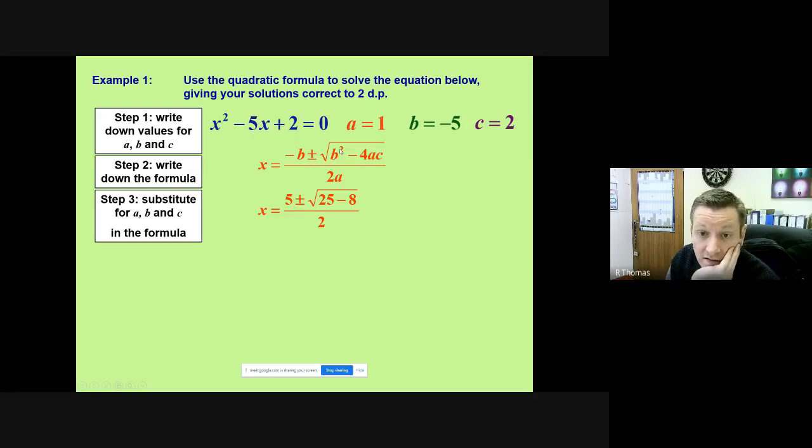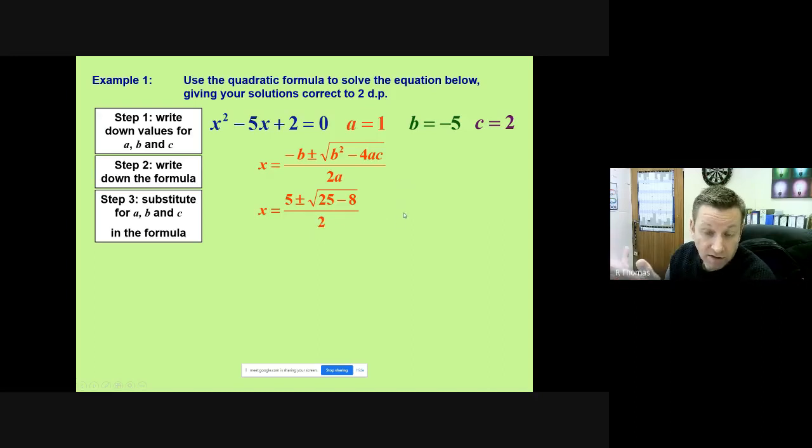Minus 5 squared is 25. Don't forget a minus times a minus is a plus. Right, 4 times A, 4 times 1 is 4, times C is 8. So this bit here is where I get my 8 from. And then all of that is divided by 2 times A, 2 times 1 is 2.